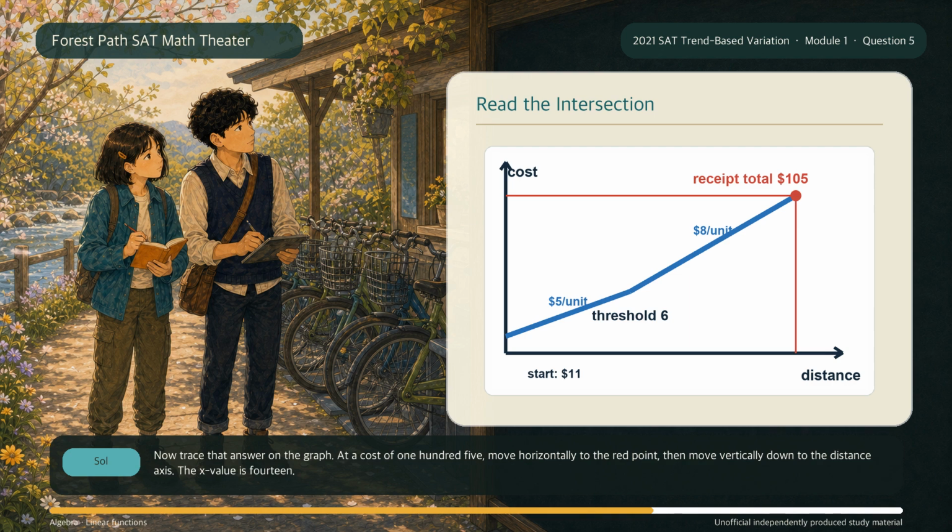Now trace that answer on the graph. At a cost of 105, move horizontally to the red point, then move vertically down to the distance axis. The x value is 14.